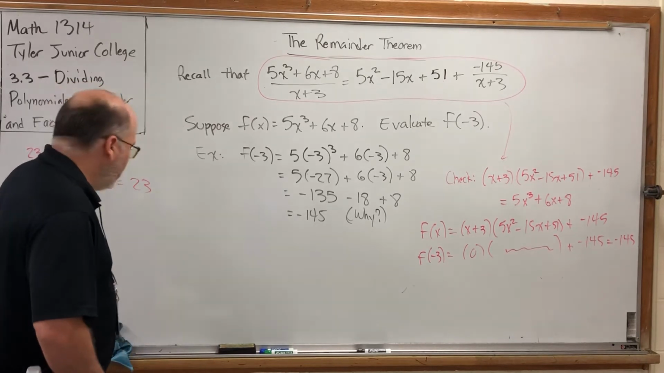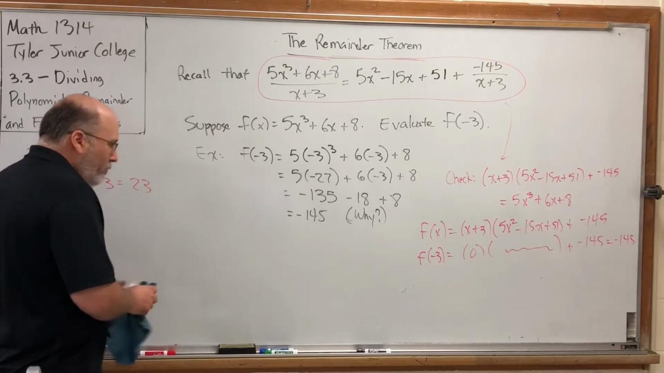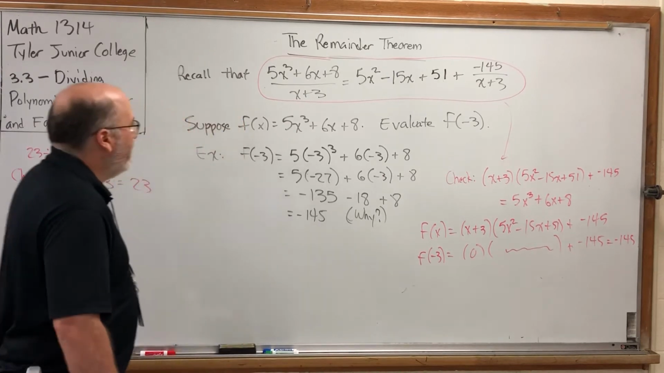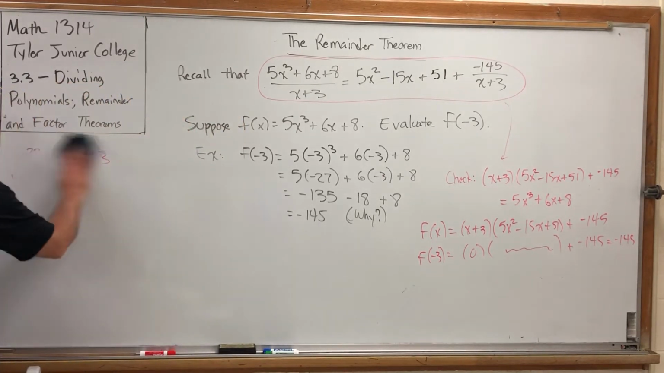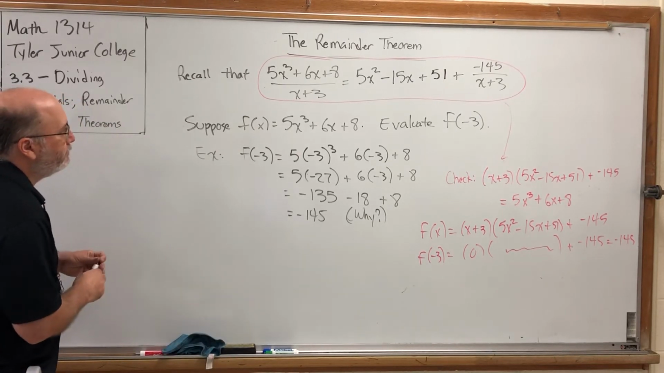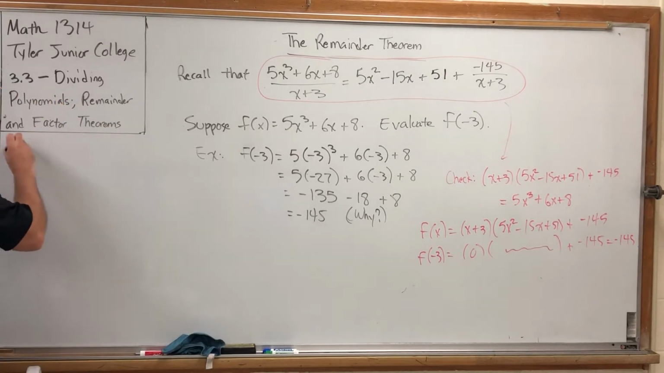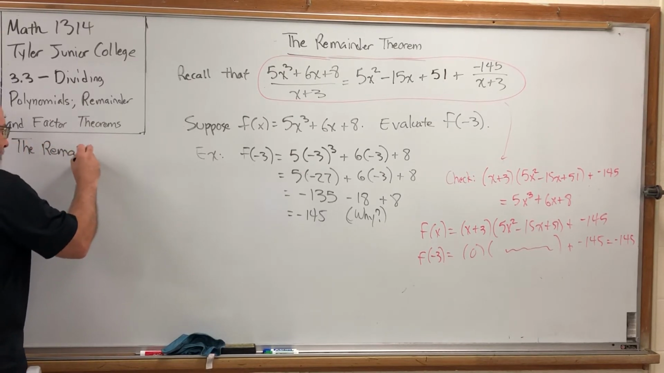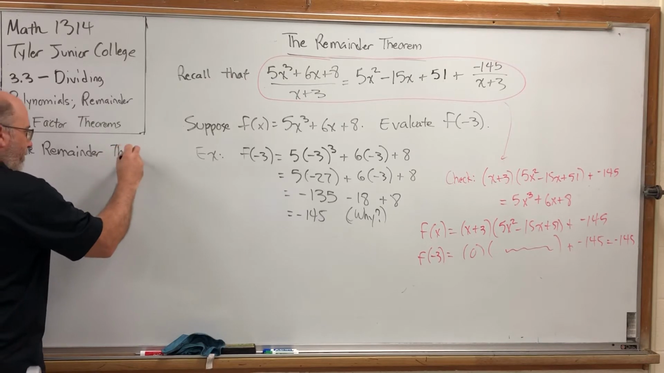But how can we generalize this? In other words, if you make an observation and you think it's true all the time, then how would we write that? The answer is pretty simple. And it's called the remainder theorem.